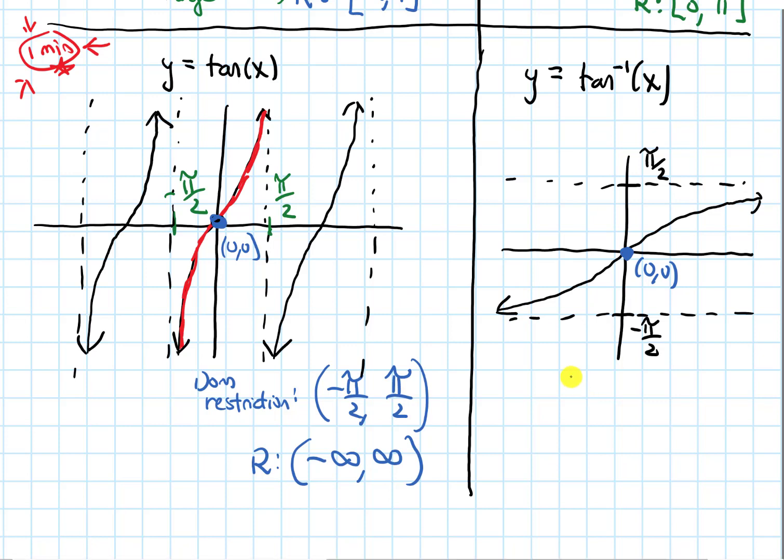And now let's label the domain and the range. The domain is going to be from negative infinity to infinity, and the range from negative pi over 2 to positive pi over 2, with parentheses, because I never actually reach those y values.